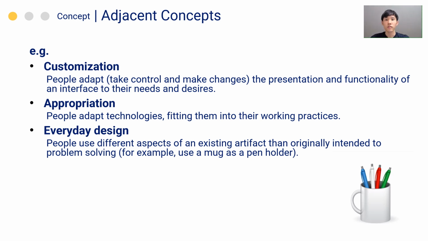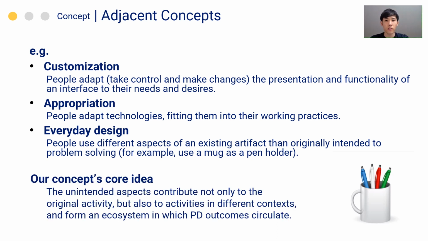As adjacent design concepts, there are, for example, customization, appropriation, and everyday design. In these concepts, unintended outcomes of activities are associated only with the problem-solving process in which they occur, or their side consequences on other design activities have not been discussed. The unintended aspects of solutions we propose in this paper contribute not only to the original activity, but also to activities and people in different contexts, and form an ecosystem in which outcomes circulate. Thus, it offers a new perspective that extends the adjacent concepts of design research.